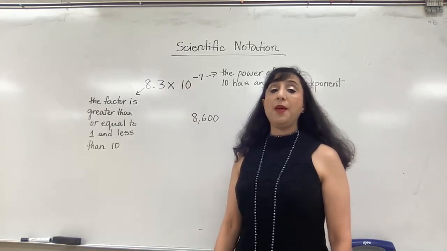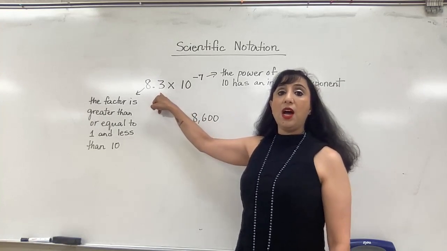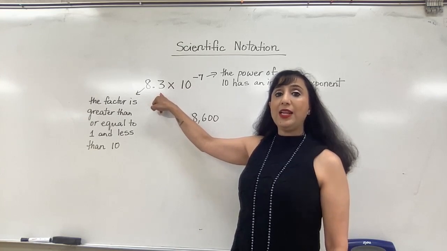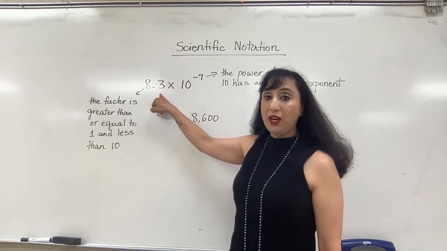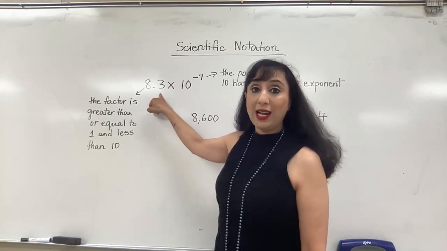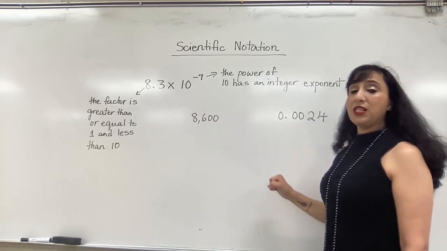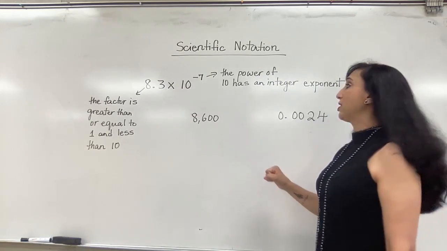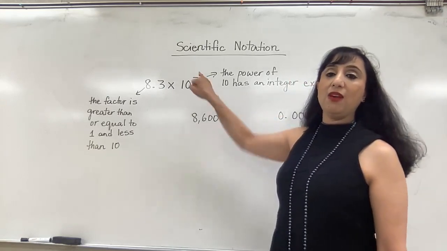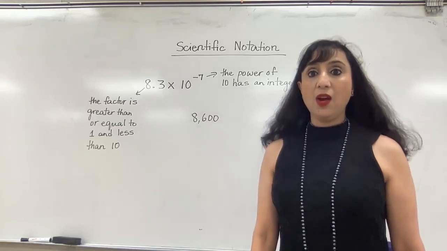The factor, like the 8 and 3/10 that I can see over here, must be greater than or equal to 1 and less than 10. If I look at 8 and 3/10, that is definitely greater than 1 and less than 10. And the power of 10 will have an integer exponent. This can be negative or positive depending on what kind of number we are working with.